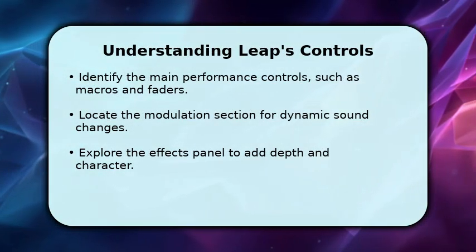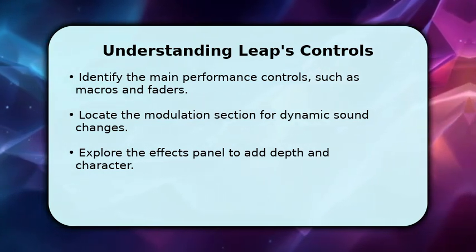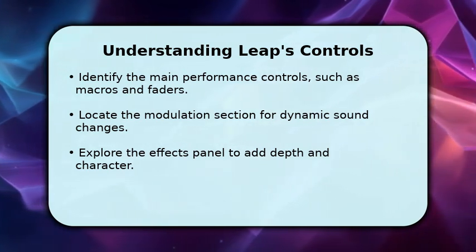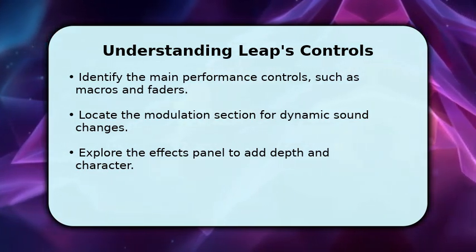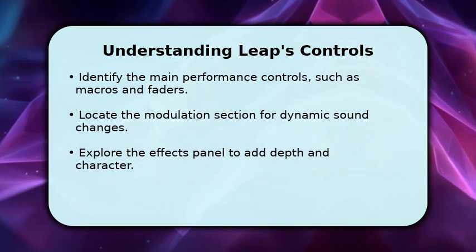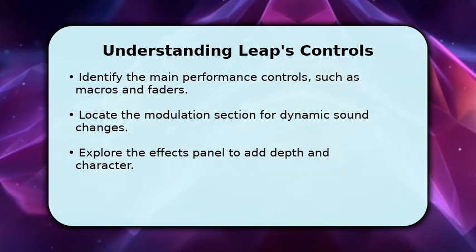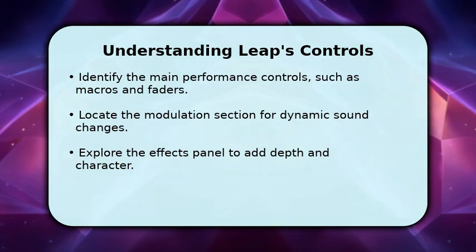Now, let's explore Leap's interface. You'll notice several key sections. The central area often features performance controls like macro knobs and faders, allowing quick adjustments. To the right, you'll typically find the modulation section, crucial for adding movement and evolving textures. Below, the effects panel offers various processors to enhance your sound with reverb, delay, and more.